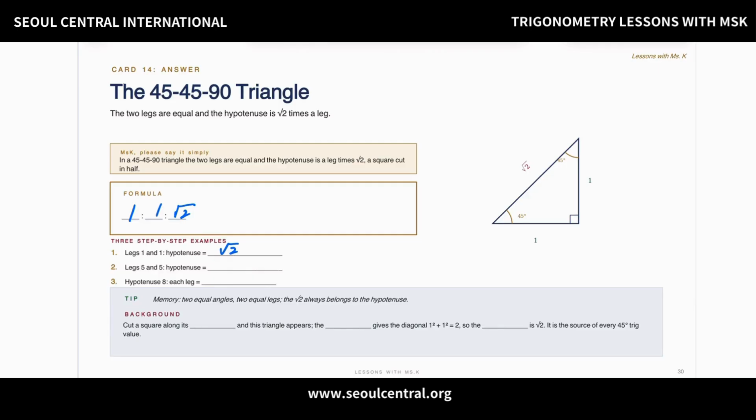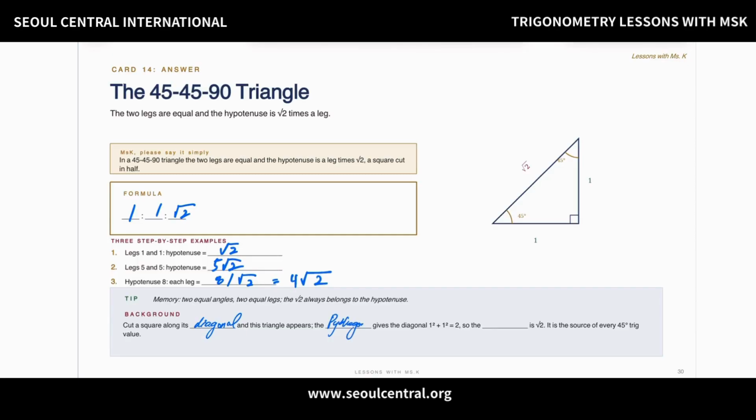Legs 5 and 5 would give us a hypotenuse of 5 times square root 2. And hypotenuse 8, each leg would equal 4 square root 2. Okay, are we good with this? So we want to remember that 2 equal angles, 2 equal legs, and the square root of 2 always belongs to the hypotenuse. If you cut a square along its diagonal, this triangle appears.